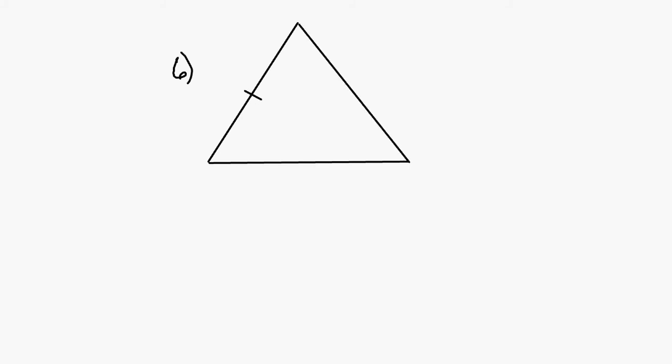Number 6. Two legs of an isosceles triangle are 2x minus 1 and negative 3x plus 24. The base has the length of 2x minus 2. What is the length of the base? All right, so this down here on the bottom is the base, this side AB.